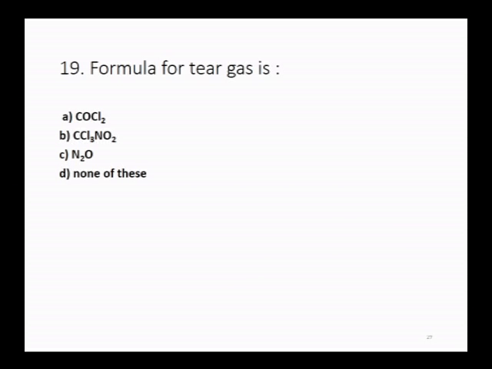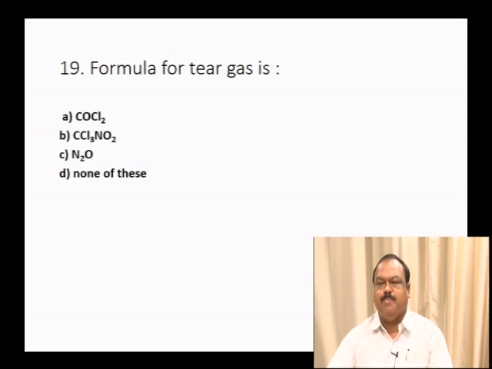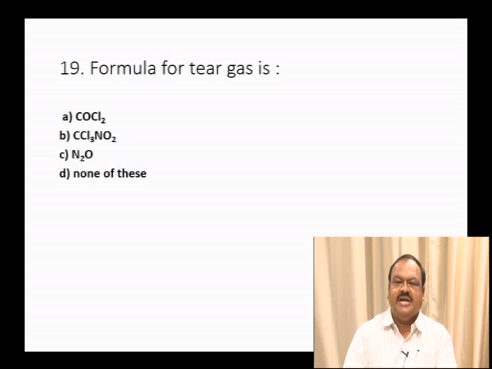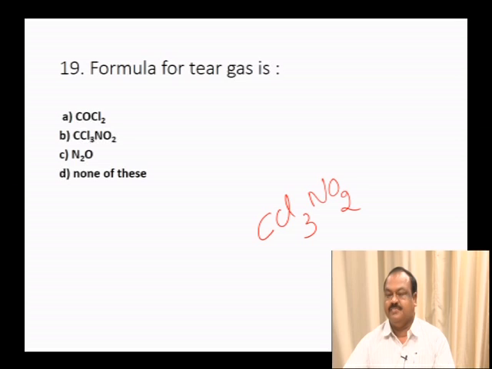Formula of tear gas. The tear gas is chloropicrin. Its formula is CCl3NO2. This gas, when it approaches the eyes, produces tears and the eyes become red. So hence it is called tear gas. Its formula is CCl3NO2, called chloropicrin. It is the commercial name of the tear gas. So answer is B.